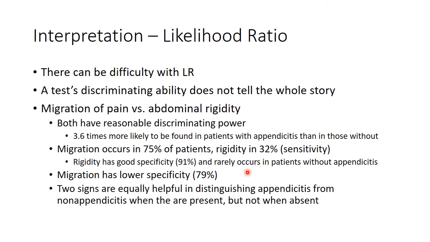Again, these two signs are going to be equally helpful in distinguishing appendicitis from non-appendicitis when they're present, but if they're not there, then it can be very difficult to see. If they're not present, it's one of those things where you can't necessarily rule out appendicitis. So you have to take the whole story into account when evaluating these likelihood ratios.